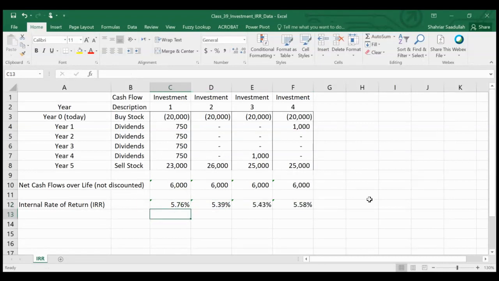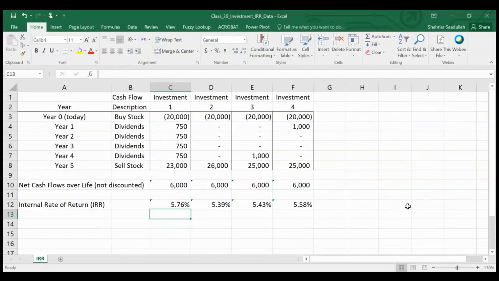and it gives us the internal rate of return for all four investments. Now you can see, although we get the same amount, 6,000 for every investment, the first one is the highest, which is 5.76, and the fourth one is the second highest. And note something, the reason is because we start getting the money earlier in the first investment than any other investments, and then in the fourth investment also we get $1,000 in the very first year. So the earlier you get the money, the better off you are, because you can then invest that money elsewhere.